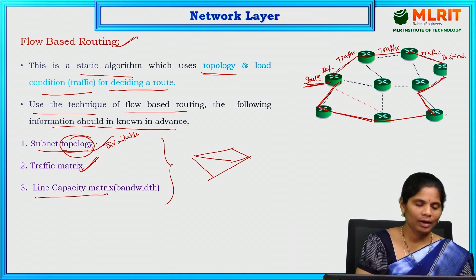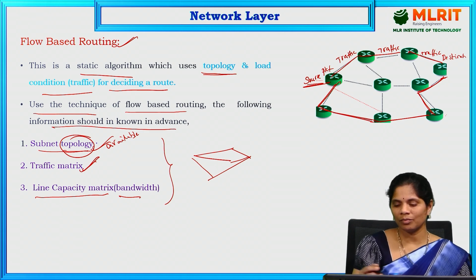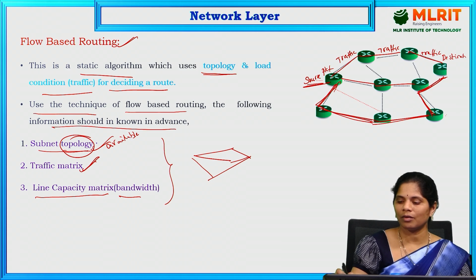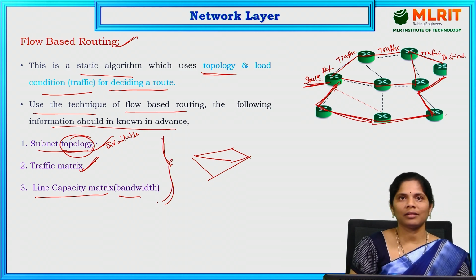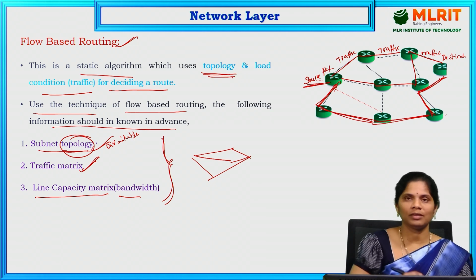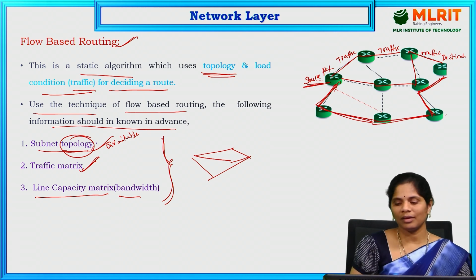Next, the line capacity matrix, based on the bandwidth. Which line can we select? Because based on the bandwidth, we have to select which route is the best route for transferring the data to that particular destination. Based on these three conditions, we are selecting that particular route. Based on the topology, means physical arrangement. Next one is the traffic. Based on the traffic, which route.